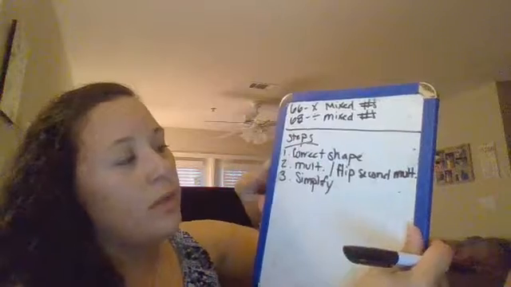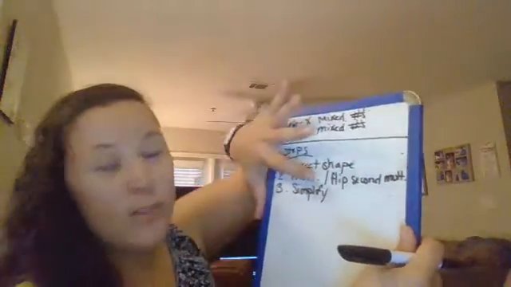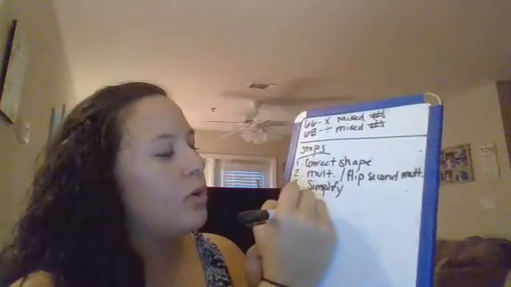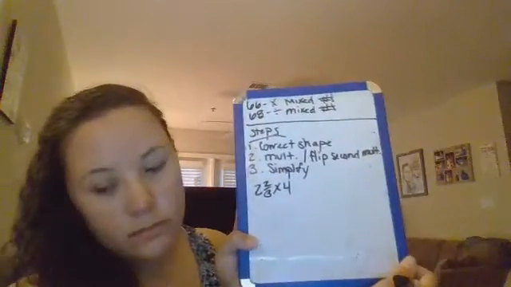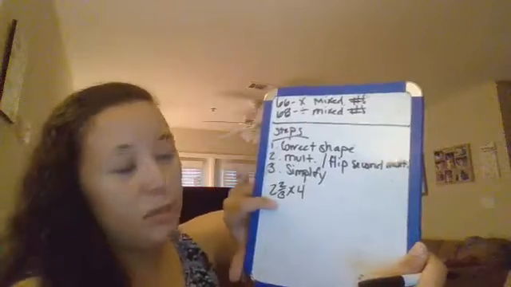So our steps to multiply are: correct the shape, then multiply, and then simplify. Our steps for division are to correct the shape, flip the second and multiply, and then simplify. So here's what that looks like. Our first example is 2 2/3 times 4. We need to put the mixed number into a fraction.